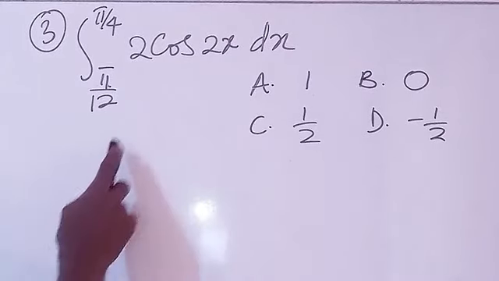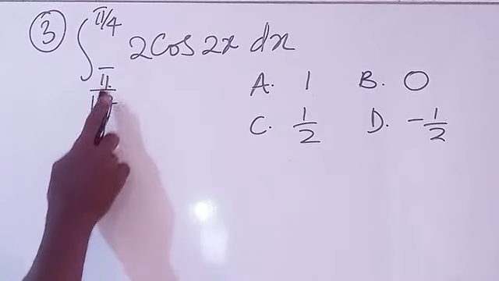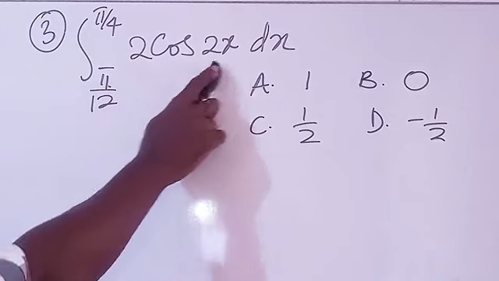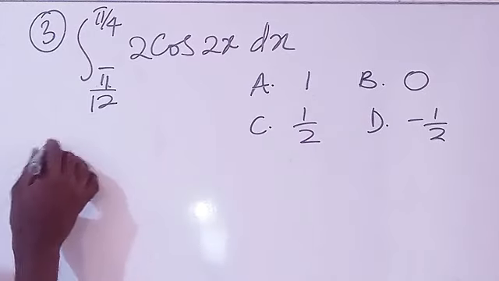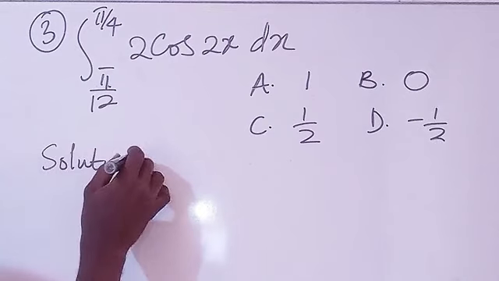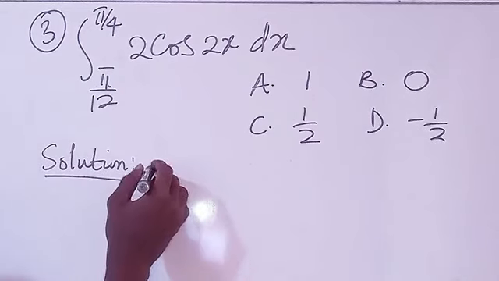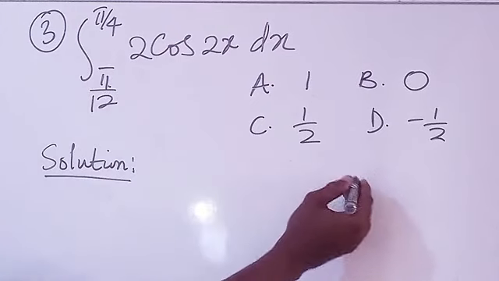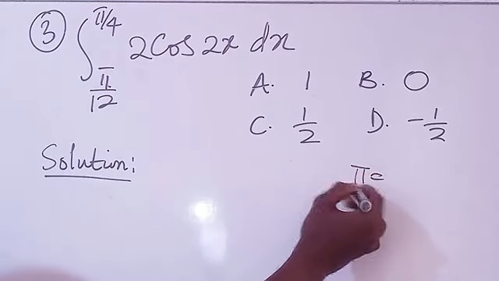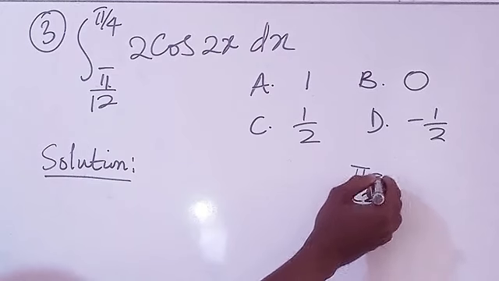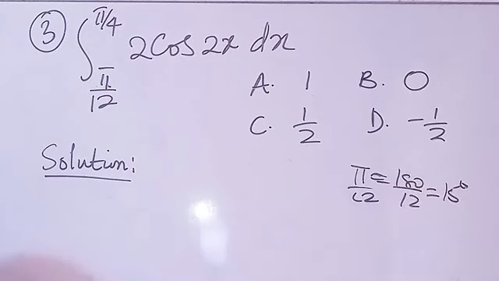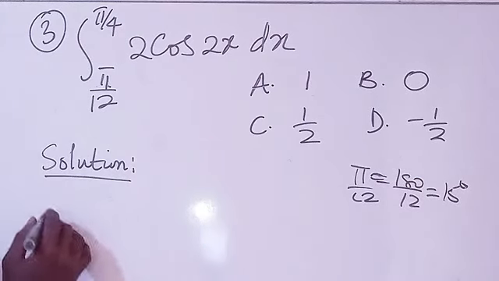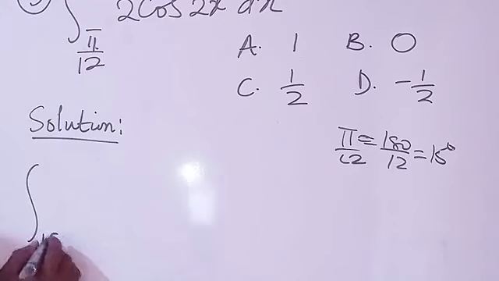We have the third question. We have the integral from pi over 12 to pi over 4 of 2 cos 2x dx. Pause the video, do it yourself, then come back and check your result. Now the solution. Firstly, we have pi over 12. You should know that pi is 180, so pi over 12 means 180 over 12, which will be 15 degrees. So the lower limit will be 15 degrees.